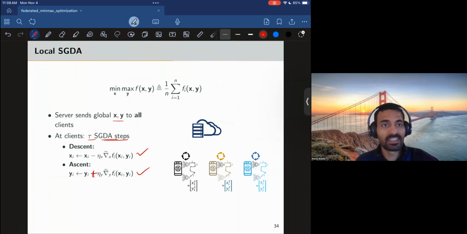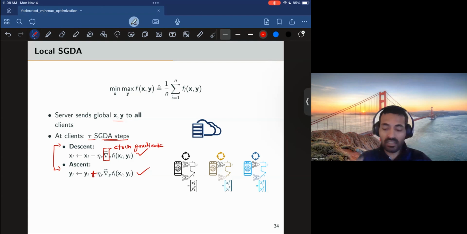Yeah, I think I've made this mistake several times. This should be positive everywhere there is an ascent. So each client carries out tau such descent-ascent steps. And to perform these steps, the clients are using stochastic gradients. So this tilde at the top of this nabla shows that these are all stochastic gradients.